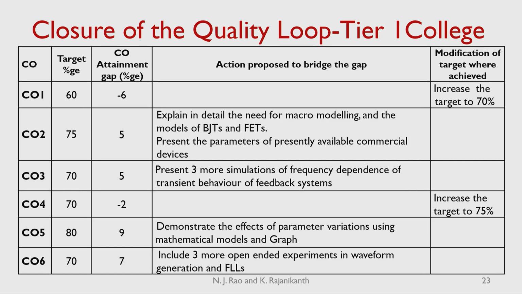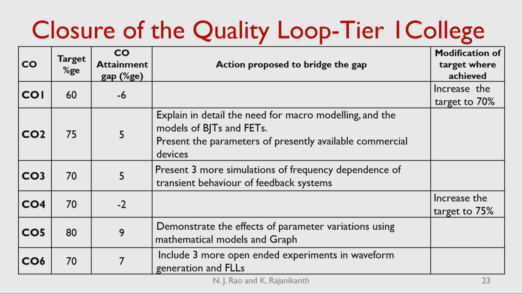The final step would be to close the quality loop. For each CO, we know the target, we know the attainment gap. If the attainment gap is negative, it means that the attainment is greater than or equal to target, so we can increase the target for the next offering of the course. So for CO1, the gap is minus 6%, the attainment is greater than the target, so the action taken is to increase the target to 70%.